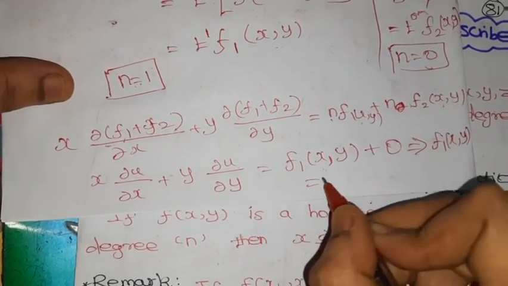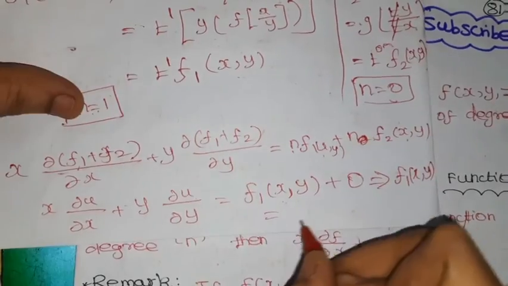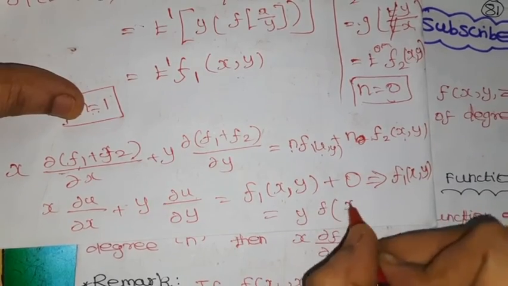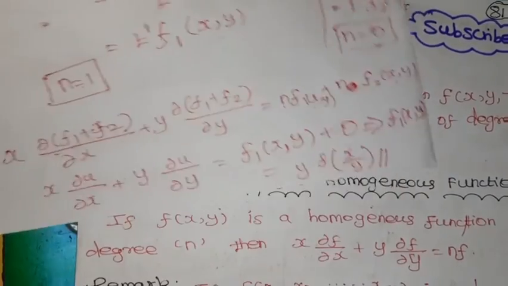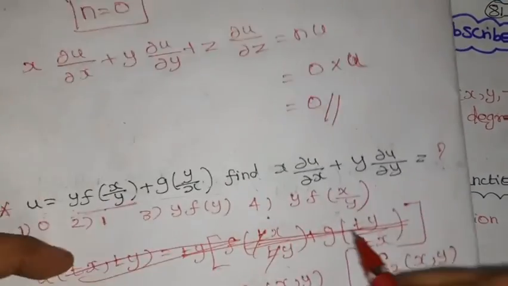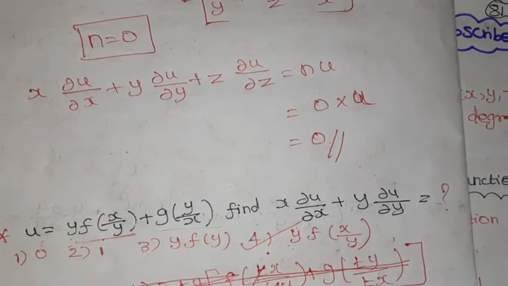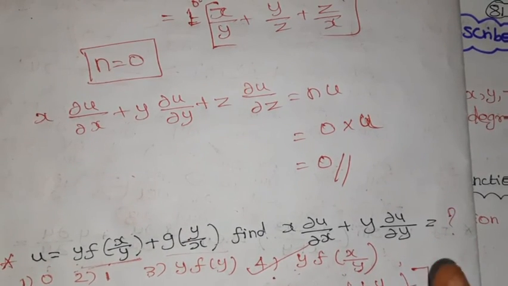What is function 1? Function 1 is nothing but y into f of x by y. So what is the answer? x ∂u/∂x plus y ∂u/∂y is nothing but y into f of x by y. Option 4 is the right option for this question.